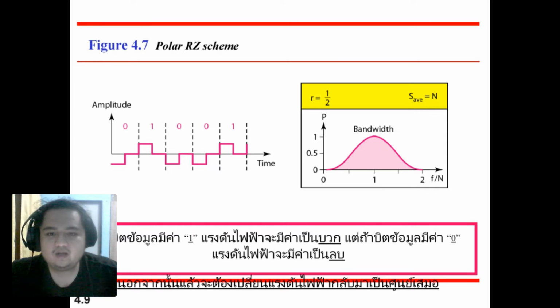So, the polar RZ scheme. A data bit of 1 means a positive voltage, and a data bit of 0 means a negative voltage.